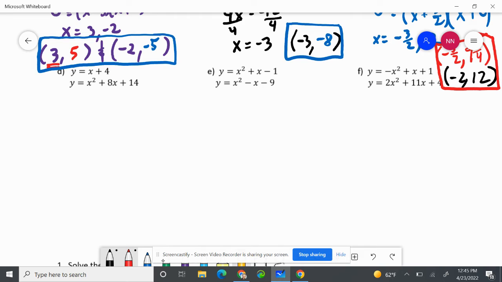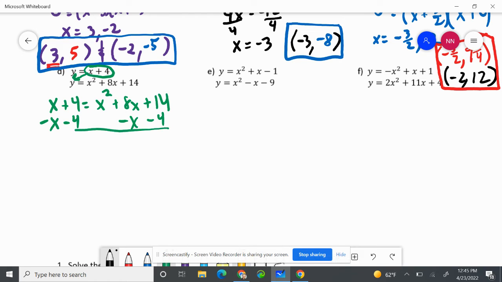So when we're looking at this, what we're going to notice is that we have x plus 4, and that is equal to y. So I plug it in for the y, and I get x plus 4 equals x squared plus 8x plus 14. I'm going to set it equal to 0 because I have a quadratic. So I'm going to subtract the x, subtract the 4. These cancel. I have 0 equals x squared plus 7x plus 10.